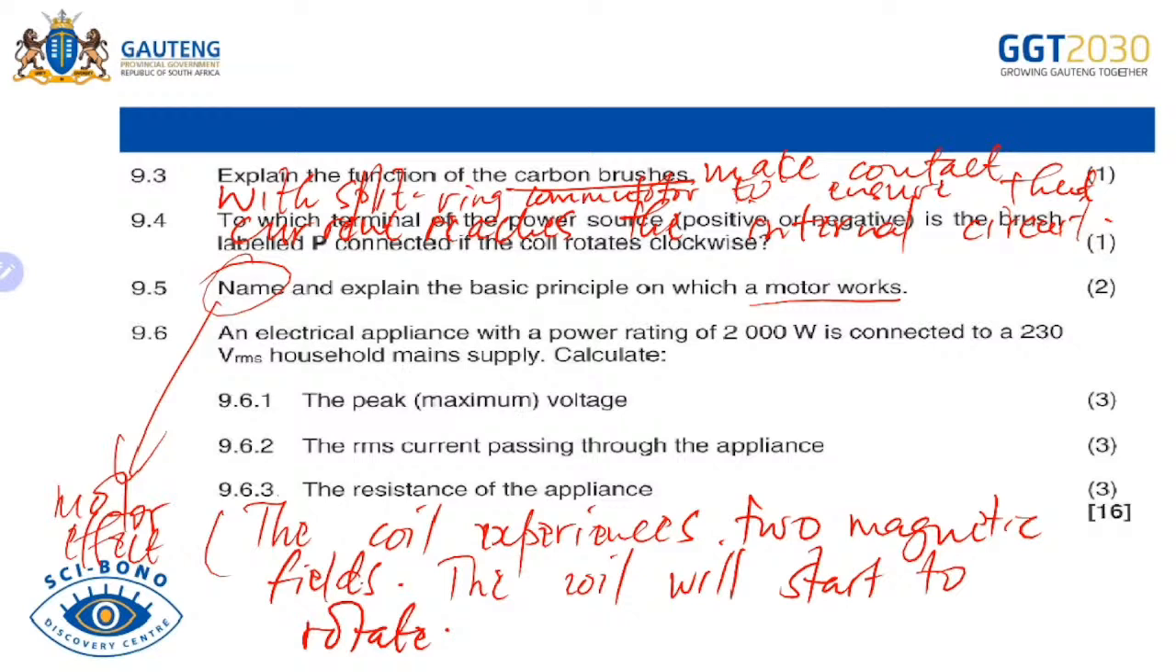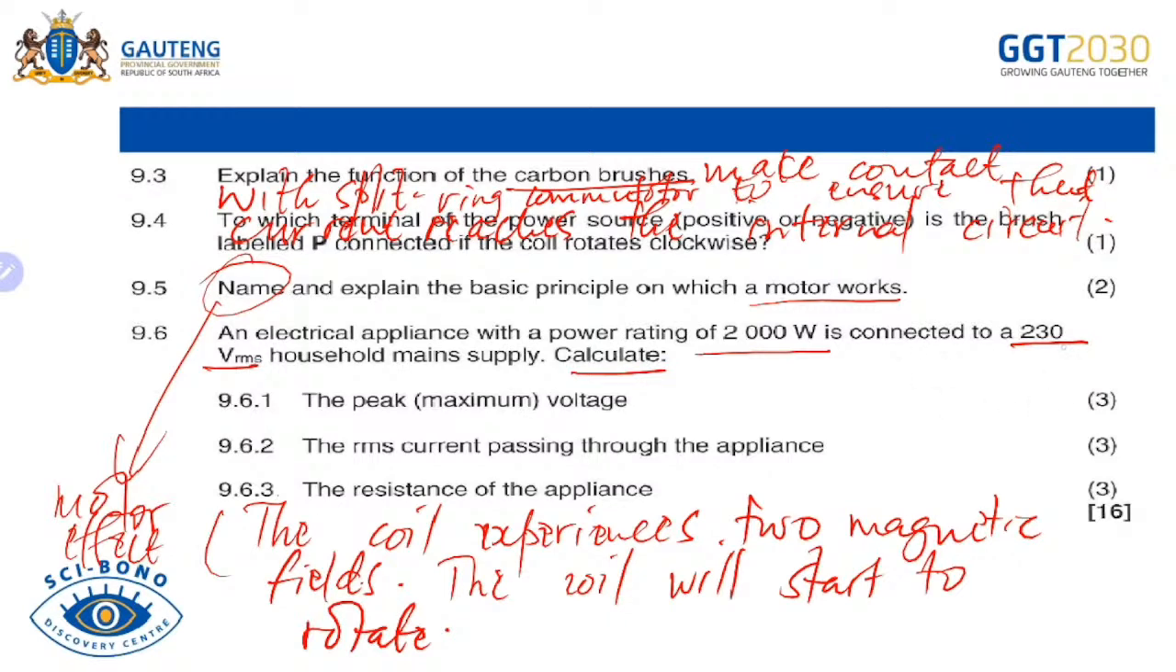So let's look at the last question. An electrical appliance with a power rating of 2000 watts is connected to a 230 root mean square voltage household mains supply. Calculate. So before that, let's understand what is going on here.